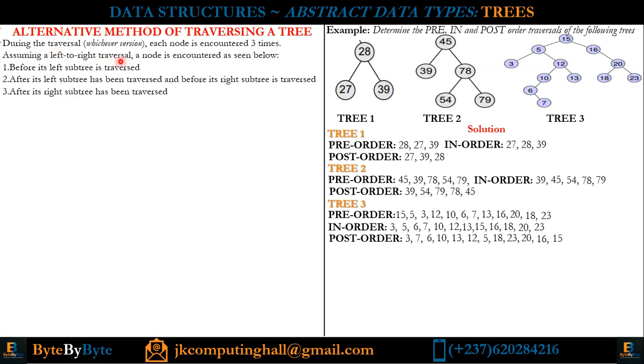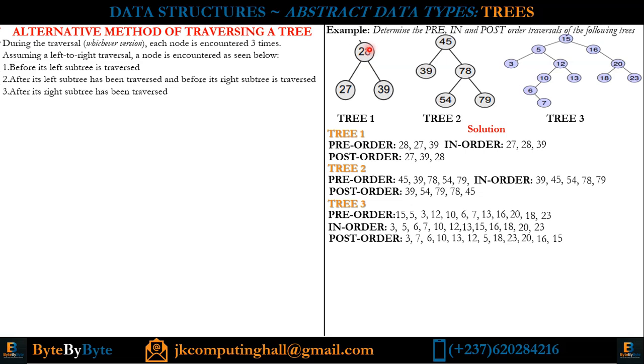Assuming a left to right traversal, a node is encountered as shown below before its left subtree is traversed. That is when I come here in left order, I pass 28 before traversing 27. That's what we mean here. Then after its left subtree has been traversed, before its right subtree, that is after passing this and this. Then after its right subtree has been traversed, then at this level.